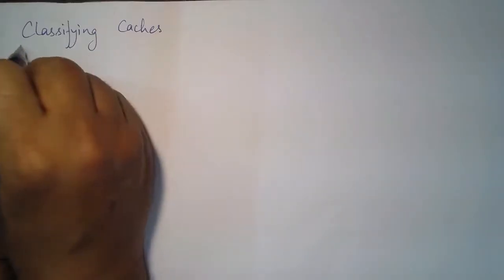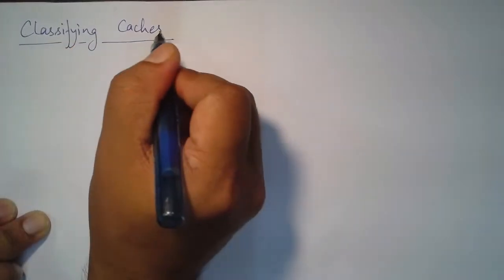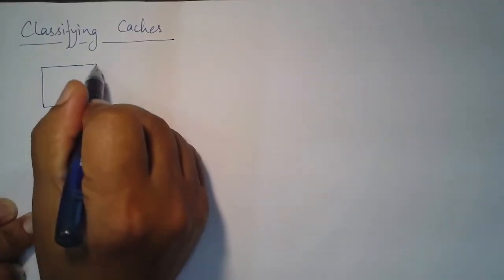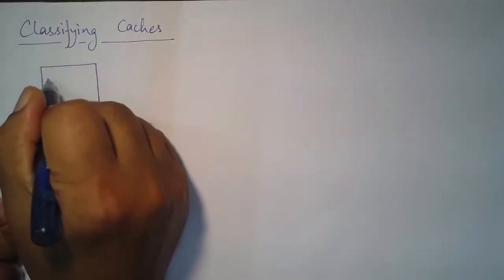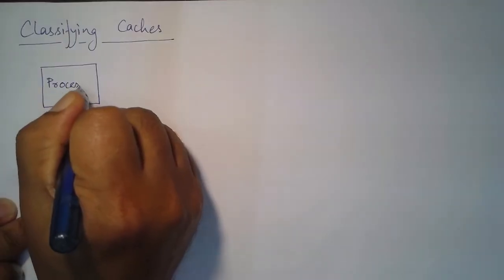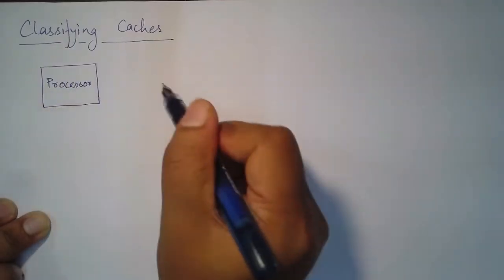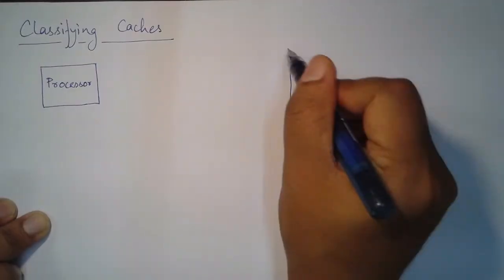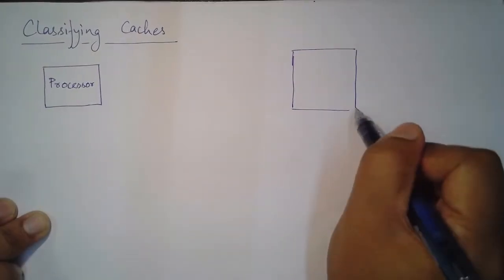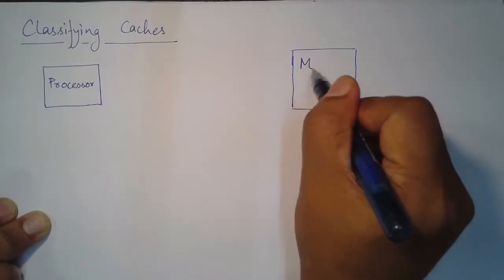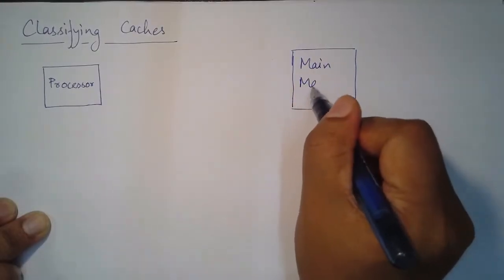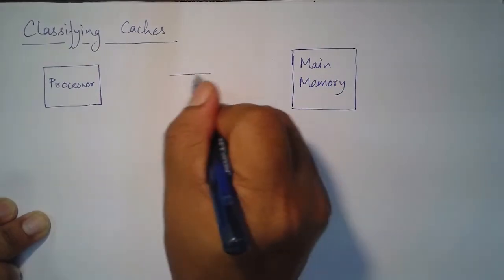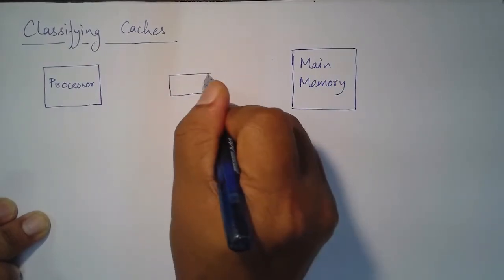As we have already seen, caches are nothing but small and fast memory between your processor and main memory. So I'll just quickly draw this for our reference. We have this processor, and then we have our main memory, which is generally big and slow. And in between we have caches, which is a small fast memory.